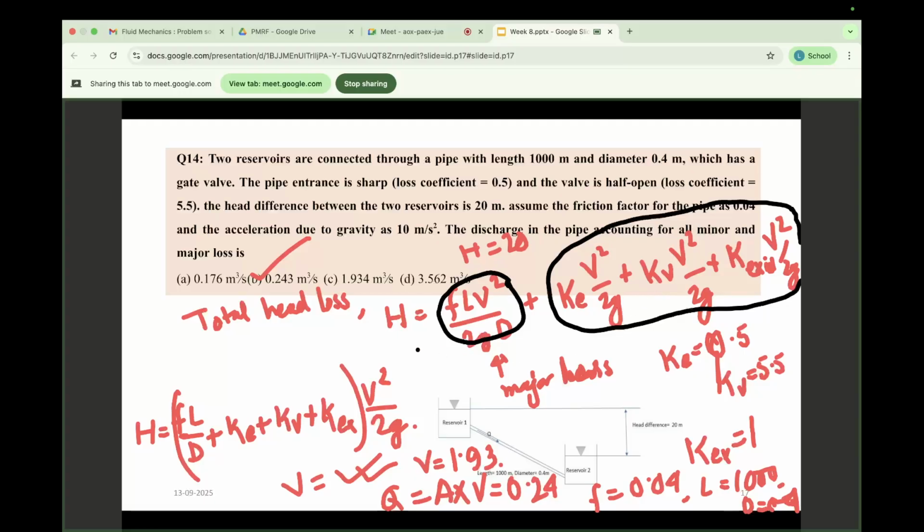So putting all these values, as H is already given, I can find V. Now discharge I know that Q is A into V. Accordingly, I can find this one. So that's why option B is the correct answer.